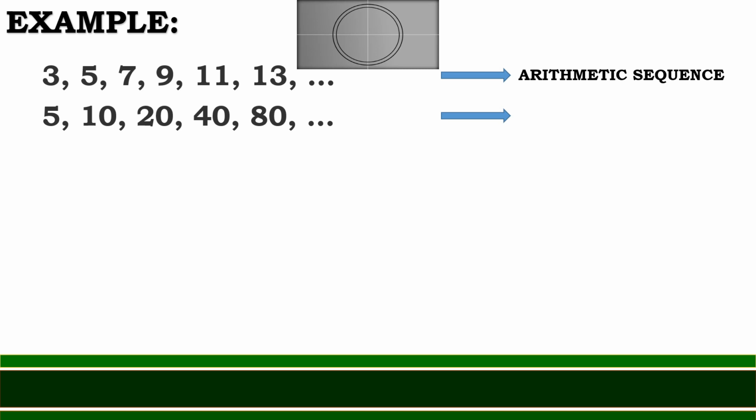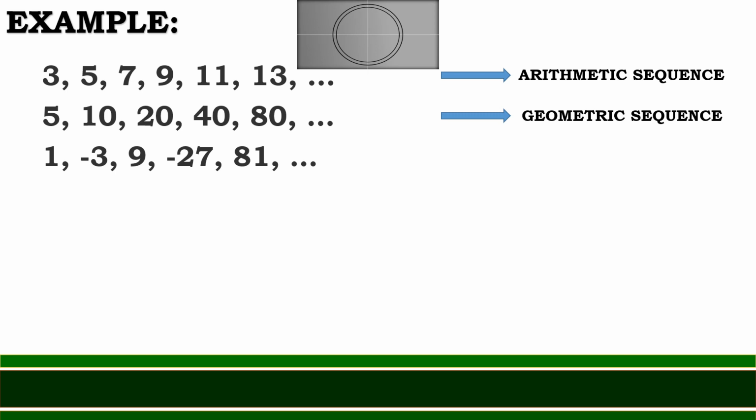Okay, so check natin yung pattern. Yung 5 naging 10, 10 will become 20, 20 will become 40, and 40 will become 80. As you observe, you'll just simply multiply it by 2. Ibig sabihin, meron tayong common ratio na positive 2. It means this sequence is a geometric sequence. How about this one?